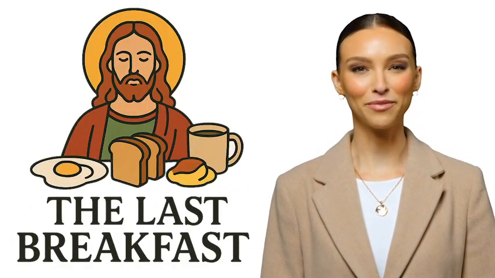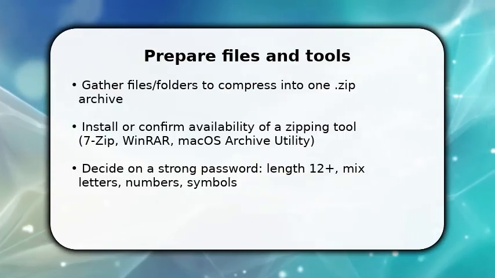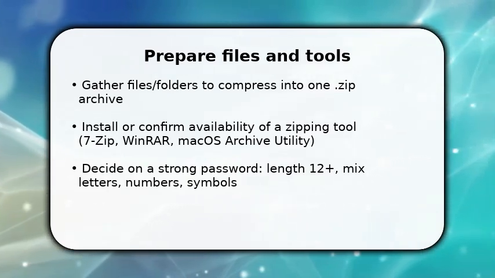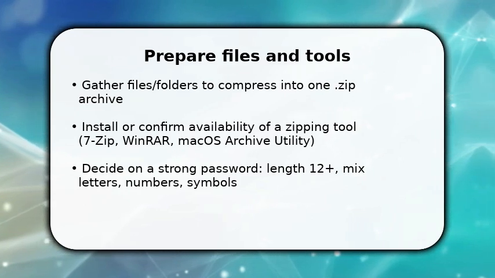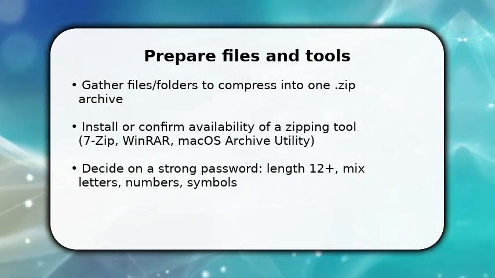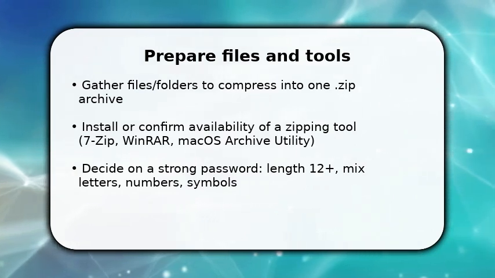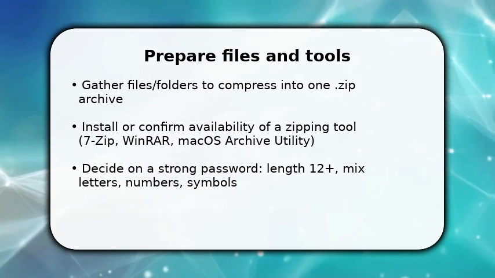Please enjoy the video. You start by choosing files and confirming your tool. This is critical because different apps handle encryption differently. Open 7-Zip or your system utility and highlight the items you want in one archive. Once done, choose Add to Archive or Compress to open options.